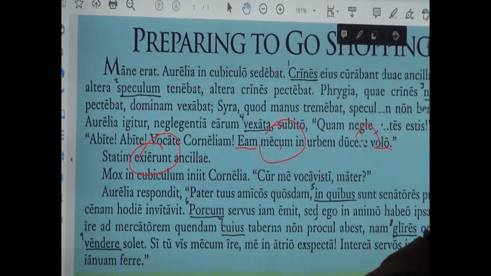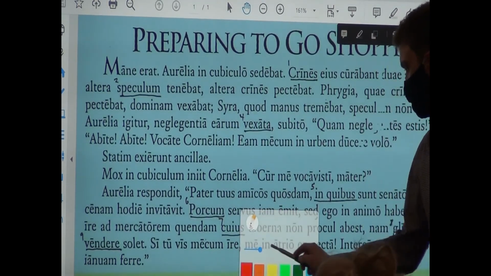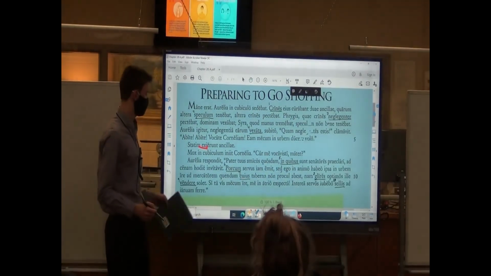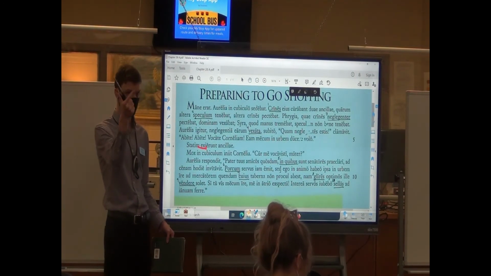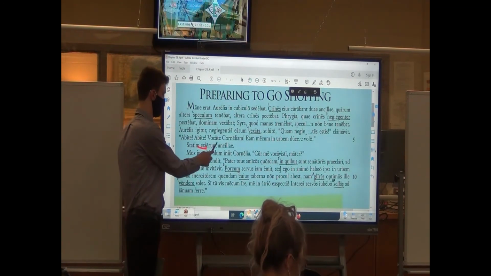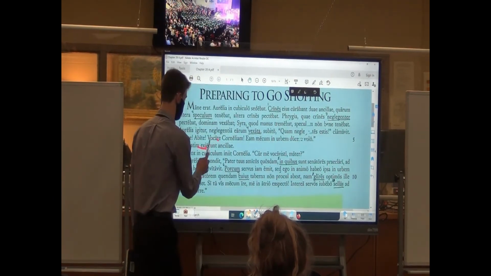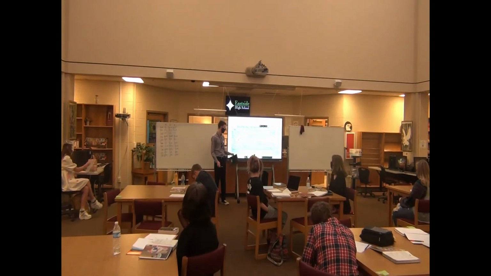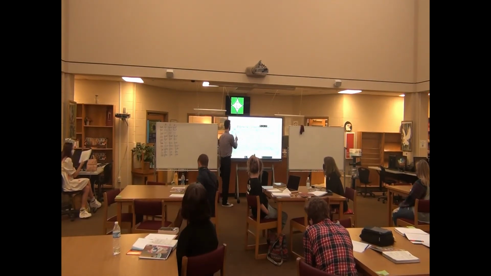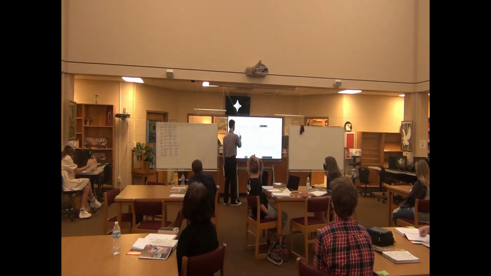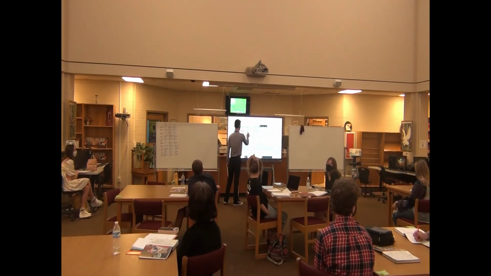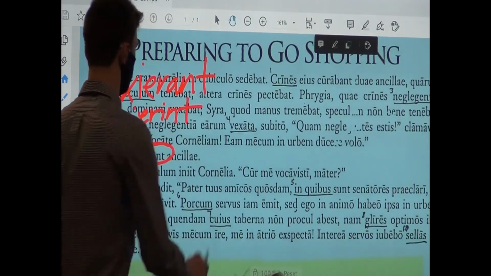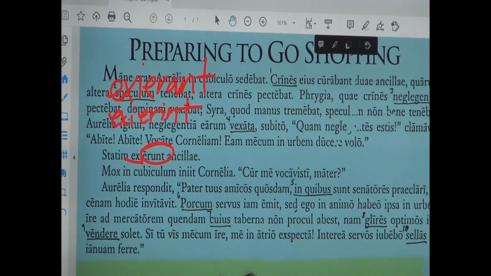What tense is exierunt? Perfect. I'm hearing two different tenses. So, what is, ex is our perfect stem, right? So it has to be perfect, pluperfect, future perfect. And then erunt is what ending? Perfect. It's plural, but what tense? Perfect. So exierunt is perfect. And then what would it be if it was pluperfect? Exierant? But what if it was future perfect? Exierint. Cool. Questions? Comments? Concerns?